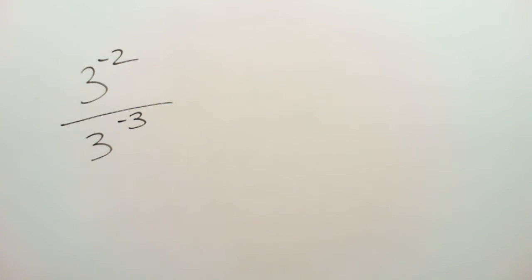Let's try this problem. 3 to the negative second power over 3 to the negative third power. Again, just like the expression before, notice the bases are the same, 3. And we're dividing instead of multiplying. We can apply the quotient rule here as well. We need to keep the base and subtract the denominator exponent from the numerator exponent, like this.